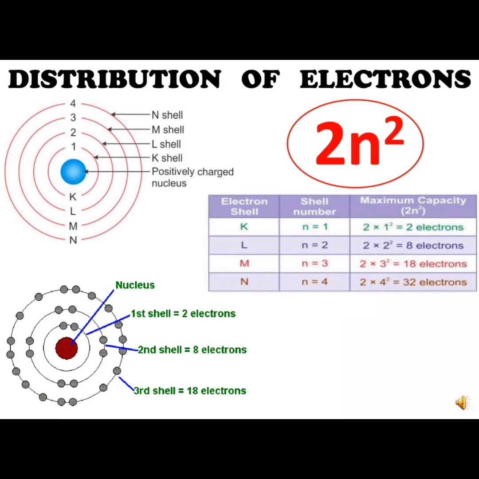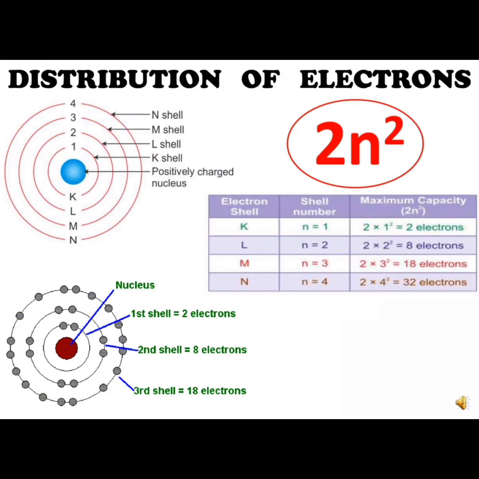Now in the first shell, or the K shell, you will see that there are 2 electrons placed. In the second shell, if you count, there are 8 electrons placed. In the third shell you have 18 electrons placed. Okay, so that is the maximum number of electrons which can go in that particular shell. If you look at shell number 1, only 2 electrons. You cannot have 3 electrons in that shell, only a maximum of 2.